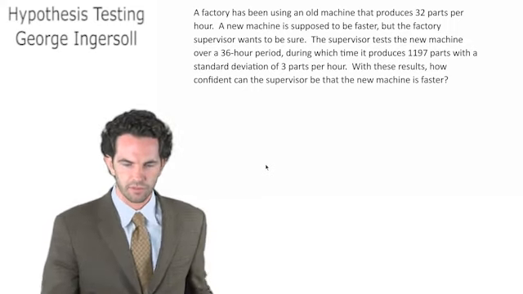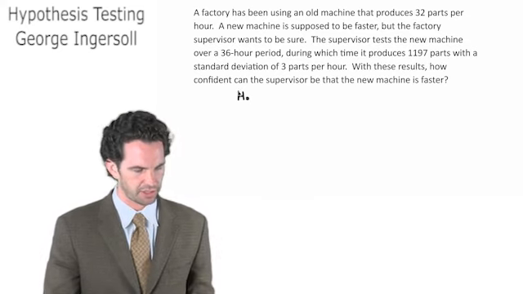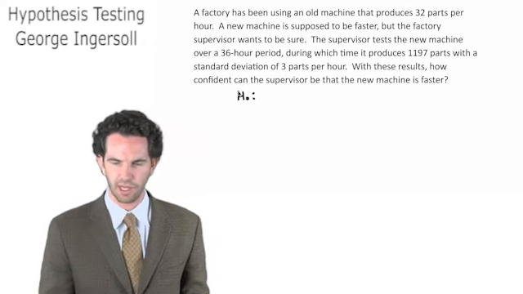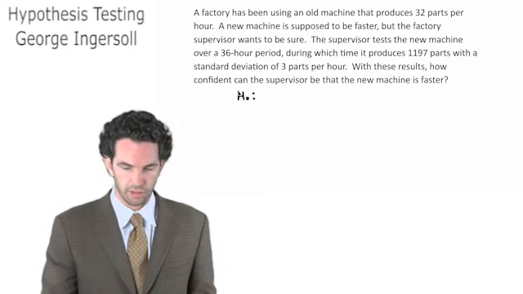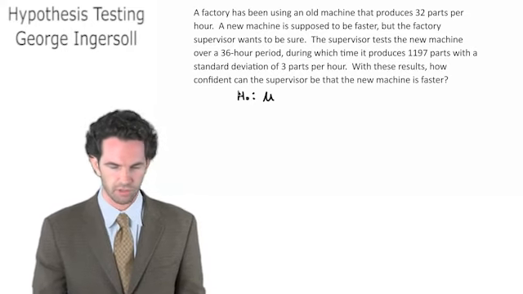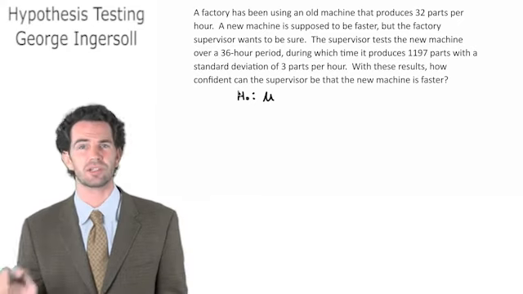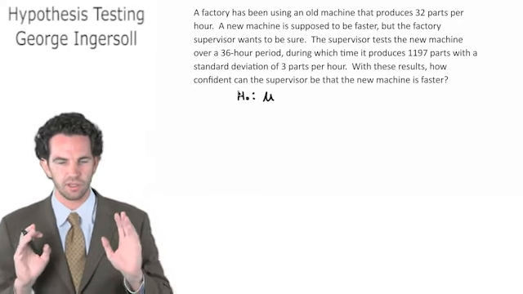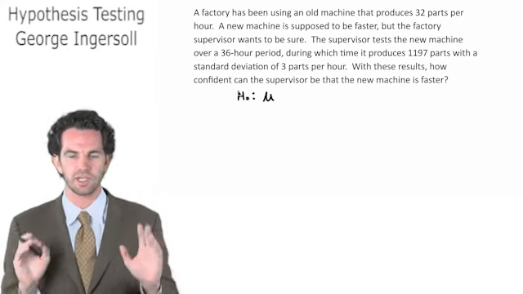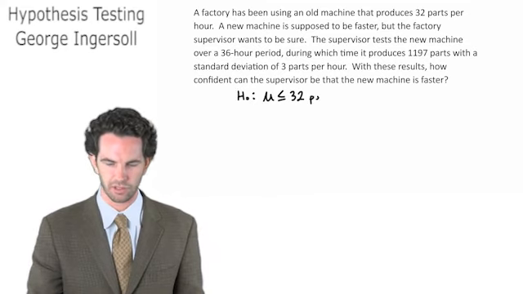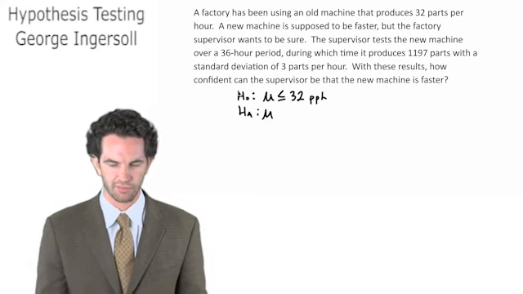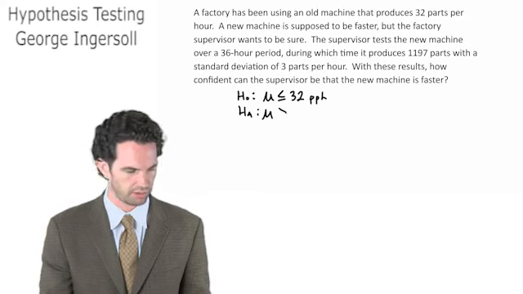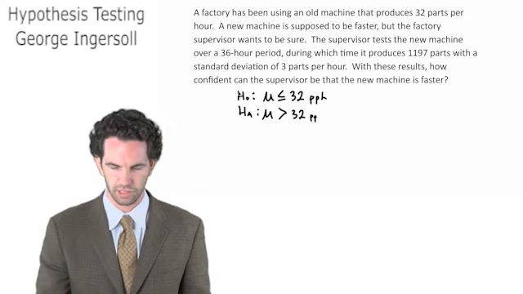So we're going to start off by defining our null and alternate hypotheses. In this case, our null hypothesis is that the machine is just as fast as the old machines, and that the average is 32, or maybe it's even slower. So let's just make that assumption. The assumption is that it is not faster than 32 parts per hour. So we'll say less than or equal to 32 parts per hour. I'm just going to abbreviate that. And the alternate hypothesis is that the average of this machine is in fact greater than 32 parts per hour.